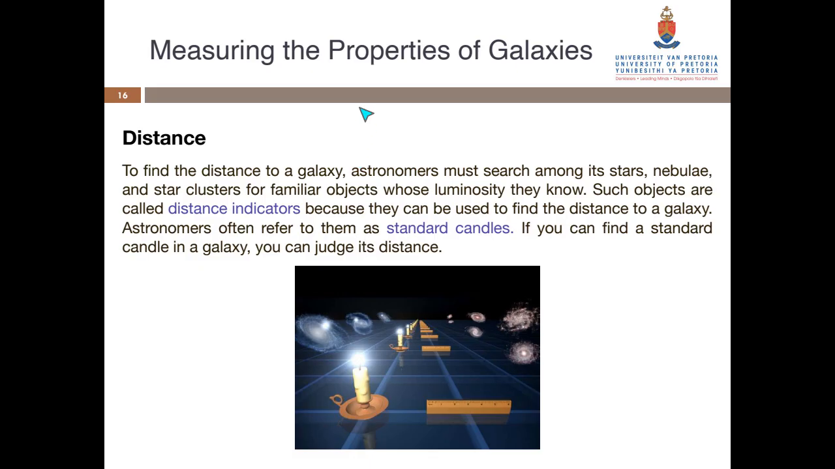To find the distance to a galaxy, astronomers search amongst its stars, nebulae, and star clusters for similar objects whose luminosity they know. Such objects are called distance indicators because they can be used to find the distance to a galaxy. Astronomers often refer to them as standard candles. If you can find a standard candle in a galaxy, you can judge its distance.